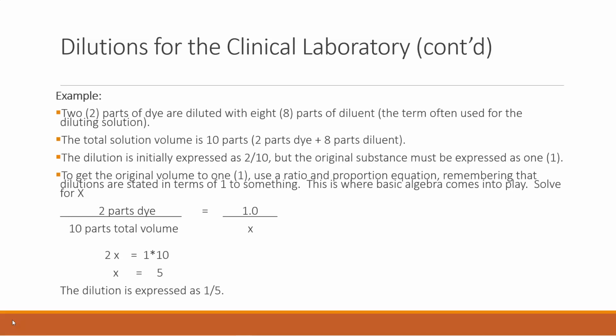So we solve for x. We know 3 parts of this equation. We know we have 2 parts of the dye. We know we have a total volume of 10. And we know that we need to express the top number as 1. So what is x? So we break down the equation. 2x equals 1 times 10. So x, you move the 2 over to divide the 10 by 2, is 5. So dilution is expressed in 1 to 5. So again, we had 2 parts and 8 parts, which is 2 over 10, but the number on top must be 1.